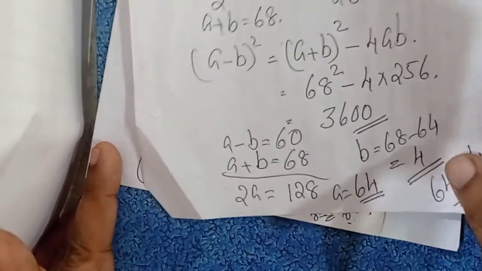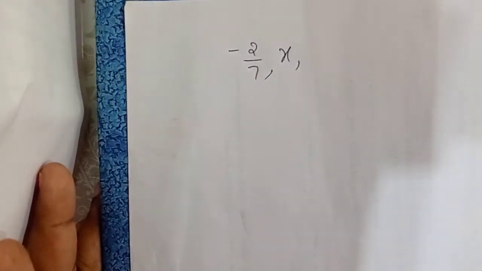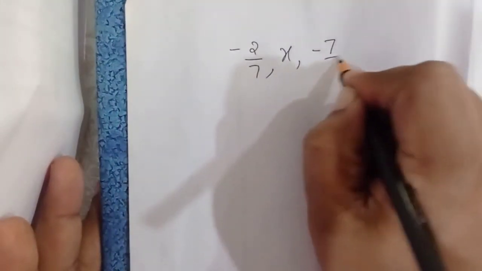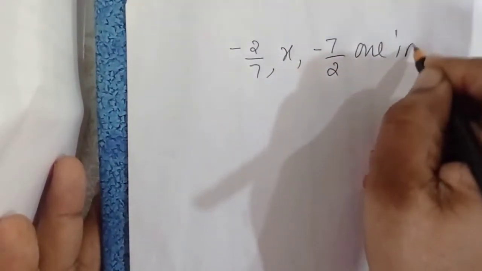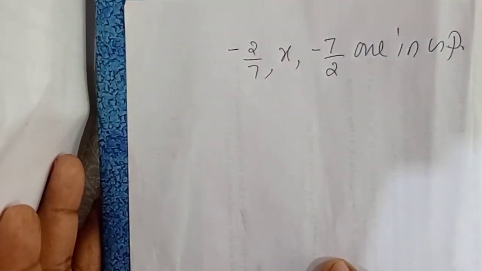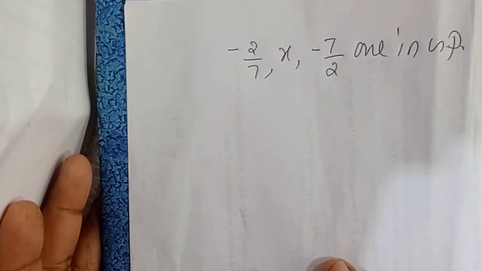Now listen to the next question. For what value of x are the numbers -2/7, x, -7/2 in GP? For what value of x? -2/7, x and -7/2 are in GP.